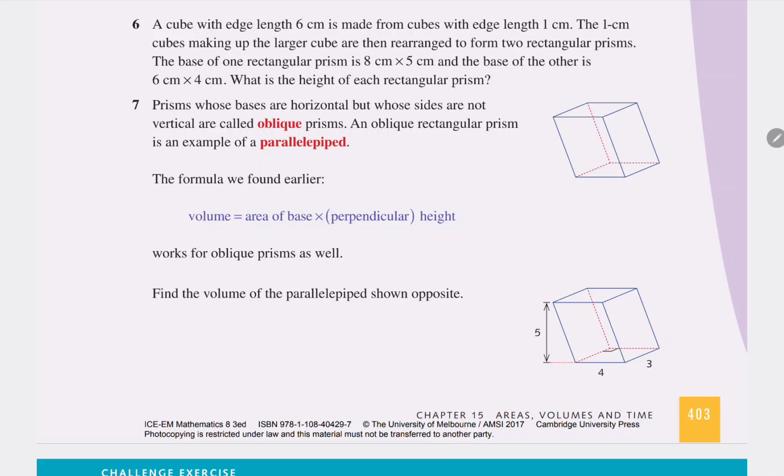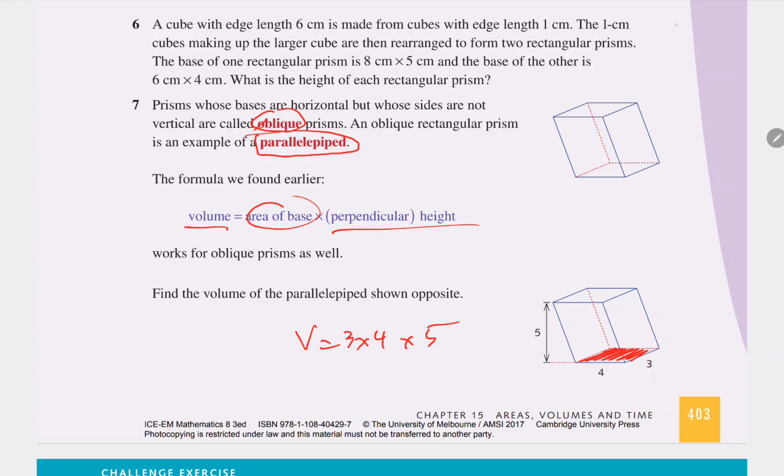So prisms whose bases are horizontal but the sides are not vertical are called oblique prisms. This is called a parallelepiped. I can't remember how to pronounce it. Anyway, so this one, the volume is the same. It's area of the base times the perpendicular height. So in this question here, the base is just a rectangle 4 by 3, and the perpendicular height is 5. So the volume of the parallelepiped on the side is just 3 times 4 times the perpendicular height, which is 5.